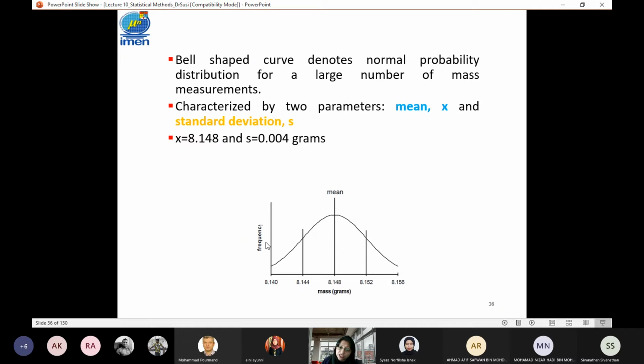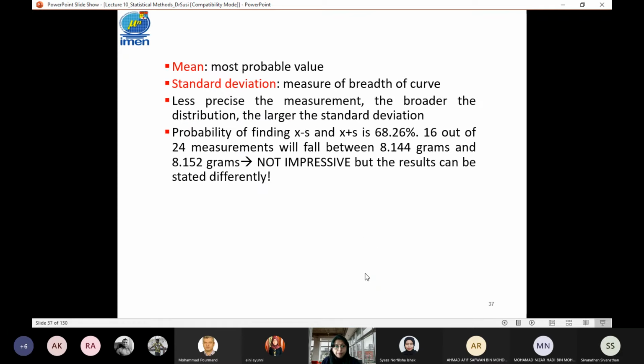Again, this figure shows the frequency versus the mass of metal sheets collected 24 times. It shows a normal probability distribution. And what is the mean? The mean is the average, with a mean value of 8.148 grams, and a standard deviation of 0.004 grams. The mean is the most probable value, the average. The standard deviation is the measure of the breadth of the curve.